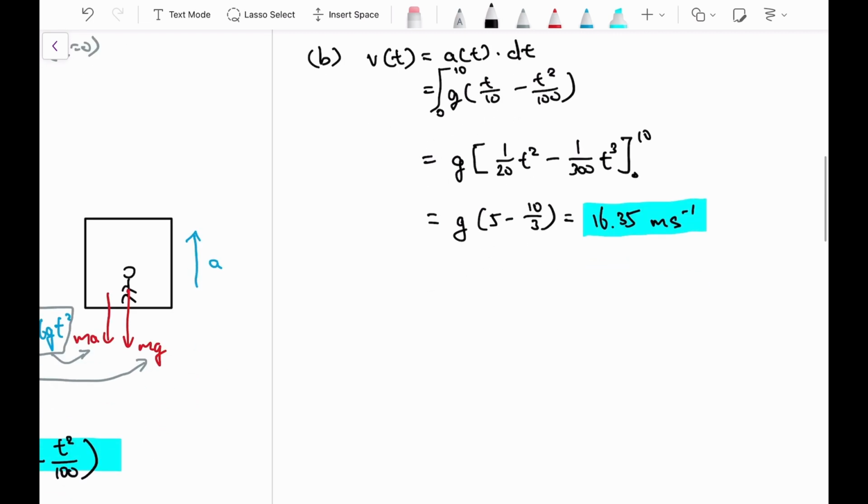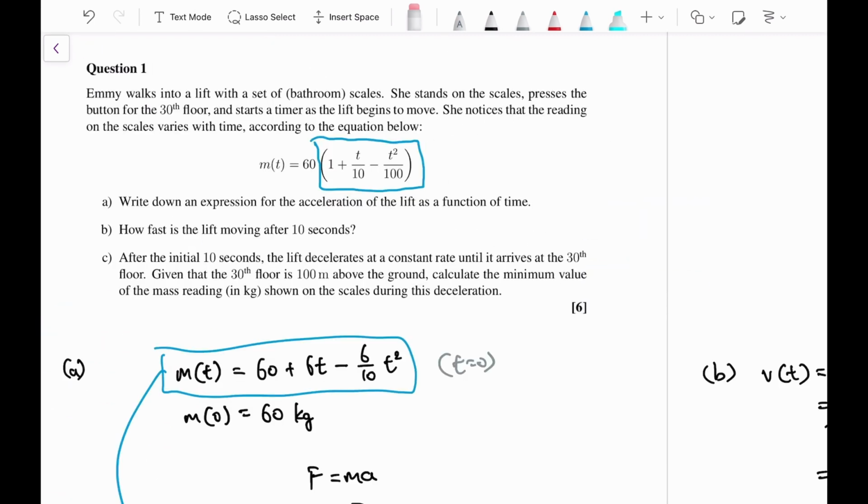Now, for the third part, it says after the initial 10 seconds, the lift decelerates at a constant rate until it arrives at the 30th floor. So it decelerates at a constant rate. That is a very important piece of information. And given that the 30th floor is 100 meters above the ground, calculate the minimum value of the mass reading shown on the scales during this deceleration.